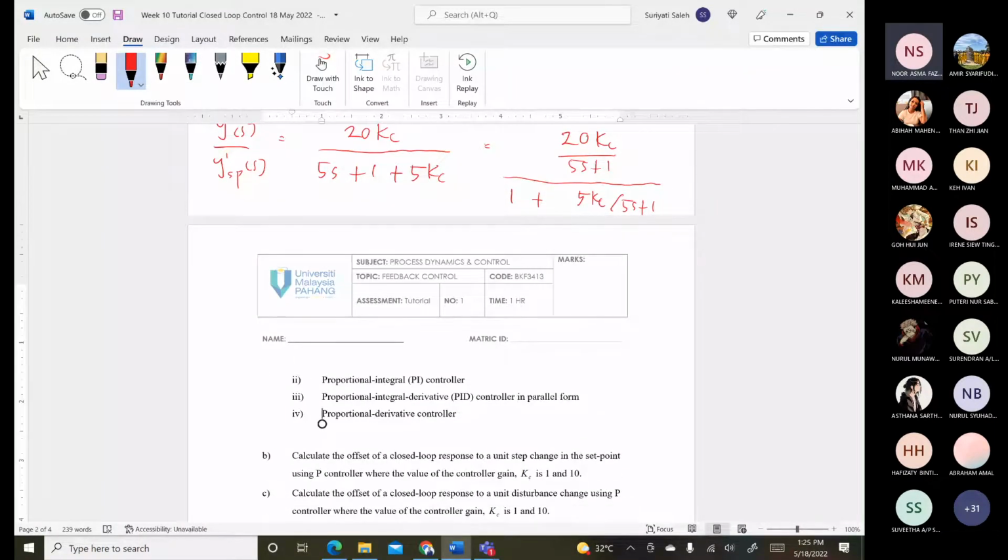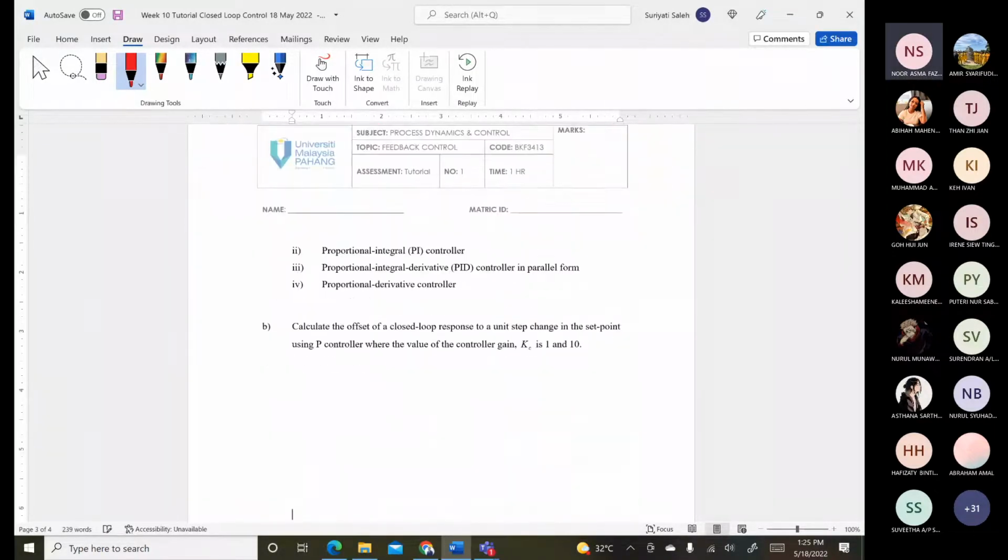And then I ask you to complete the question B. Here the question asks you to calculate the offset. Calculate the offset of a closed loop response to a unit step change in the set point using P controller, where now the value of the controller gain is given, where the first one you need to calculate Kc equal to 1, then later on you substitute the Kc value to 10 and calculate again the offset.